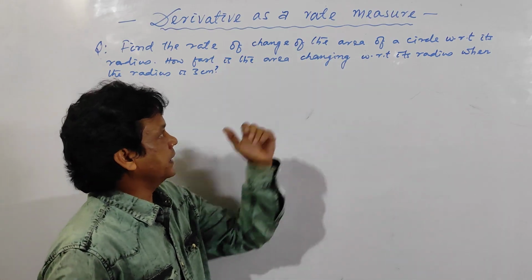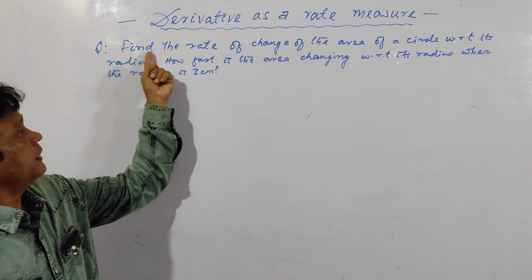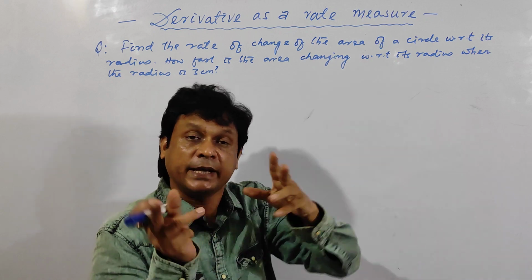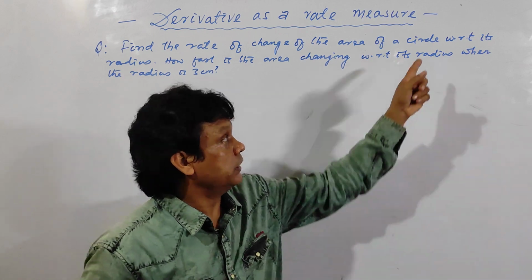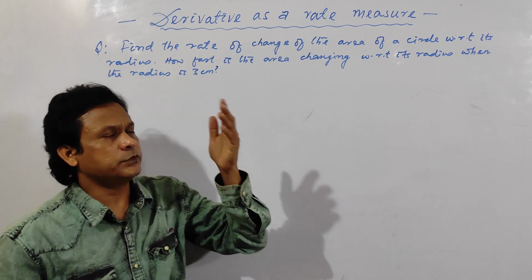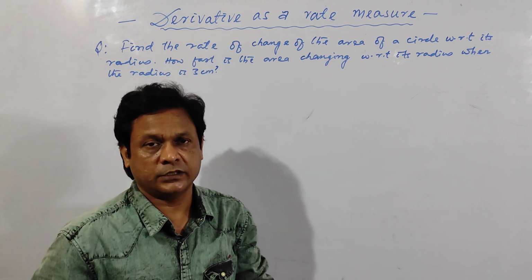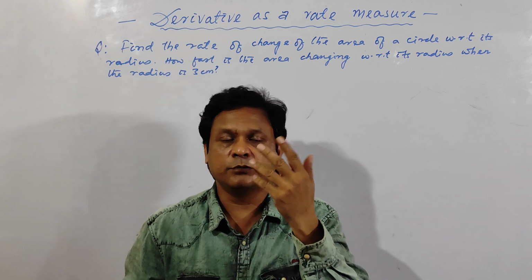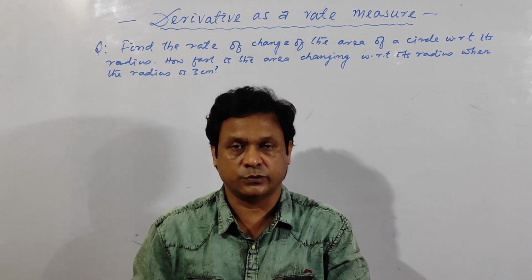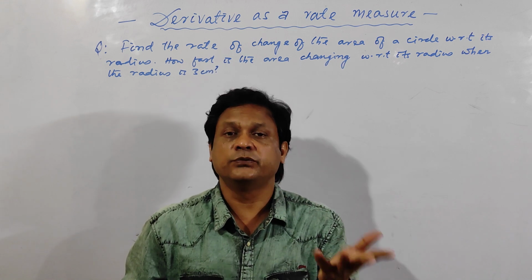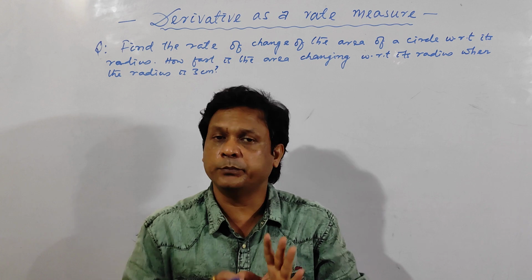See here, the second question I am going to tell you. Find the rate of change of the area of a circle. Rate of change of area of a circle with respect to which? Let us say with respect to its radius. That means the rate of change of area with respect to its radius. If area is A, see here area depends upon radius, and what is the formula for area of a circle? It is pi r square. If A is the area and r is the radius, you have to find out dA by dr.